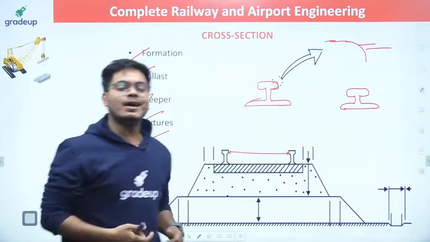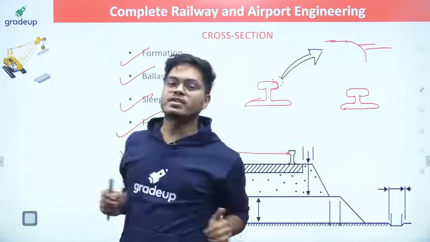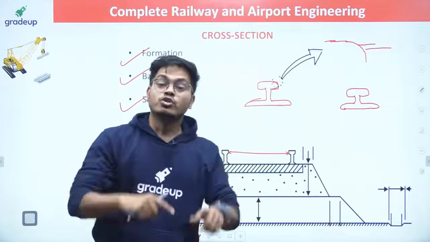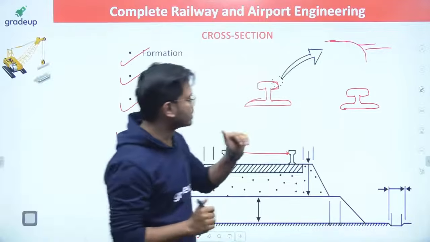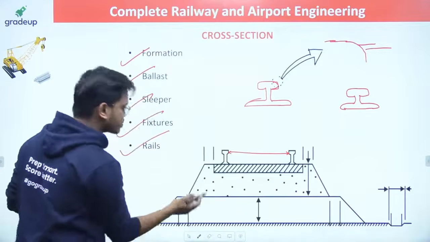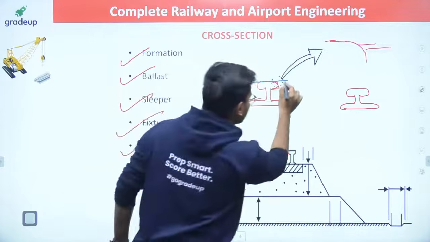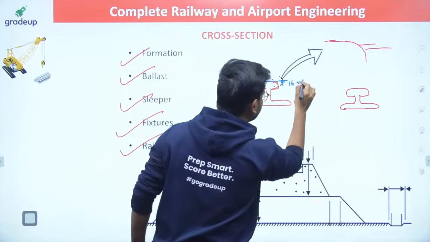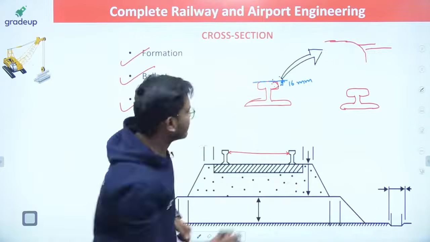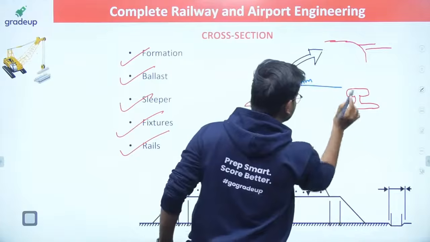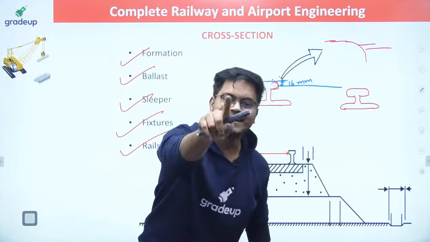Then what is the solution to this? From where do I have to measure the inner to inner distance? There is a very easy concept. The railway board has suggested you take the table top and go 16 mm below. Somewhere it will be written 14 mm also. No problem, 16 mm is also correct. Wherever you come below 16 mm, from there you measure the inner to inner distance. And the inner to inner distance between 2 rails is known as the gauge distance.